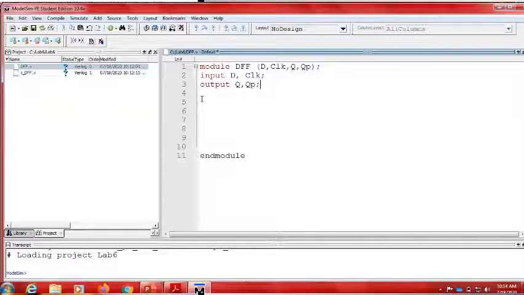So properly label your wires and define your wires here properly, and then provide the gate level description here in your main module file. So this basic structure you have to use in order to define your D flip-flop.